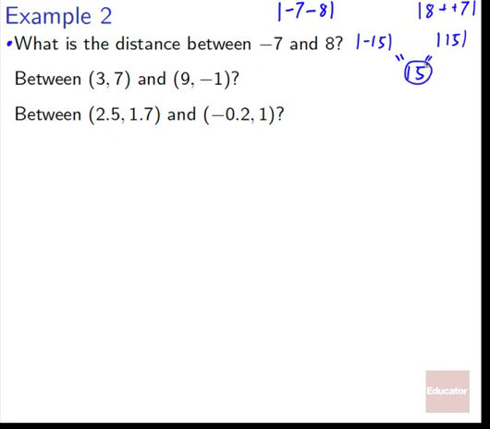The distance between negative 7 and 8 is 15, which makes sense because negative 7 clicks up to 0 by going 7, and 0 clicks up to 8 by going 8, so 7 plus 8, 15. Great, makes a lot of sense.